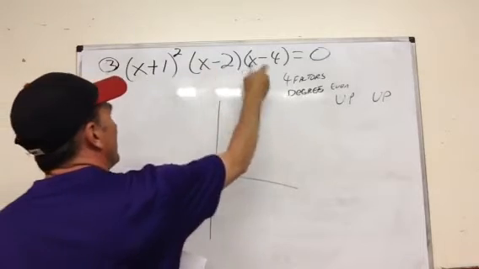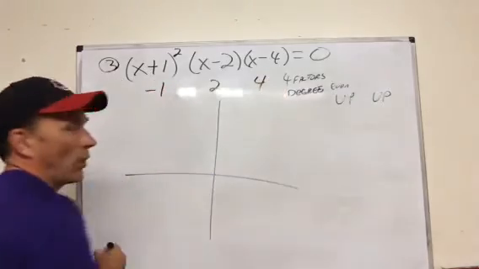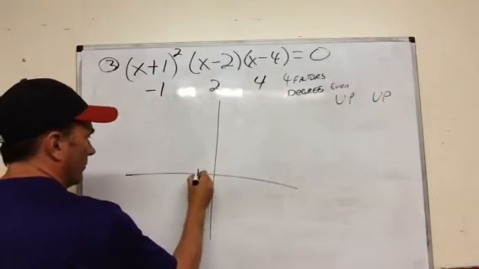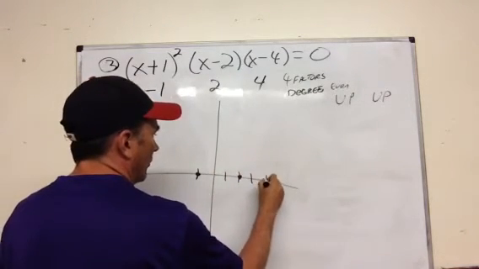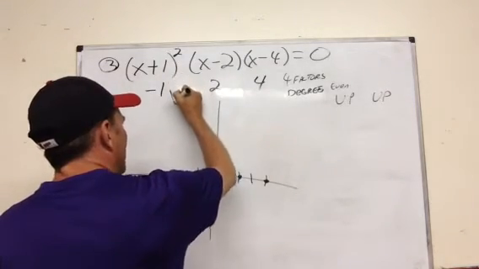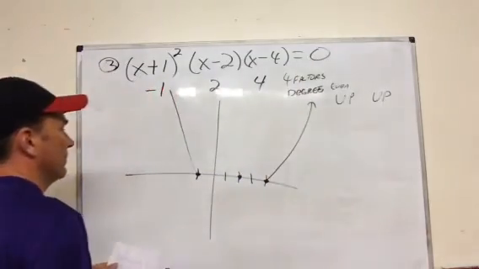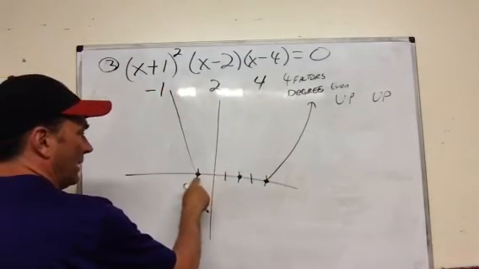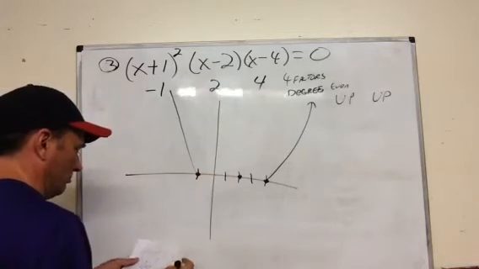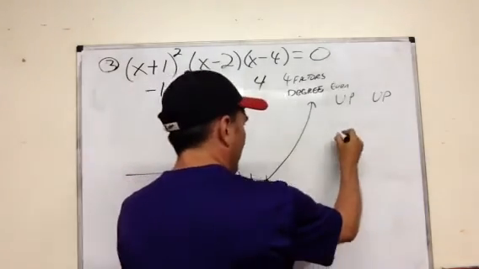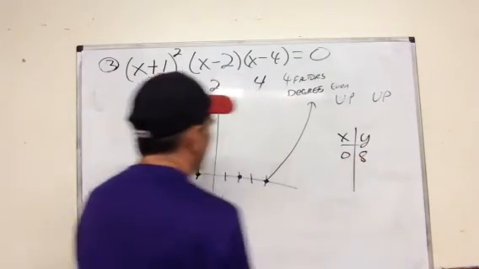However, I only have 3 zeros here. One at -1, one at 2, and one at 4. There's my -1, there's 2, and there's 4. So I know this is coming down somewhere here. I know this is finishing up. Both of these are going up. So now I have to think about what's going on between -1 and +2. So I'm going to pick 0. 0 makes it nice and easy. And I get 8.